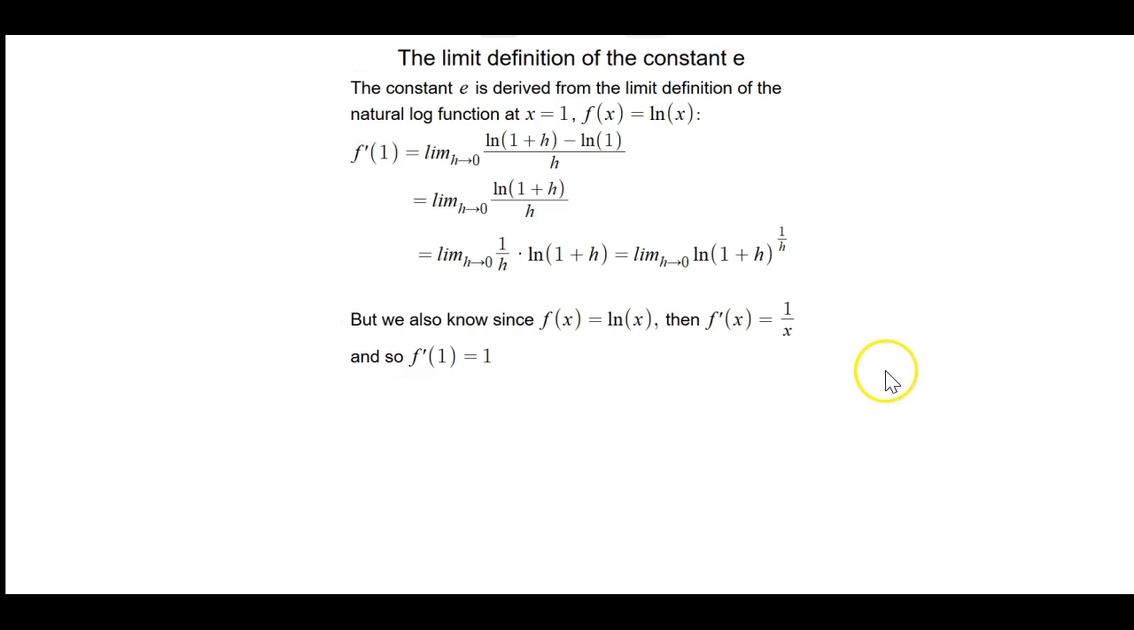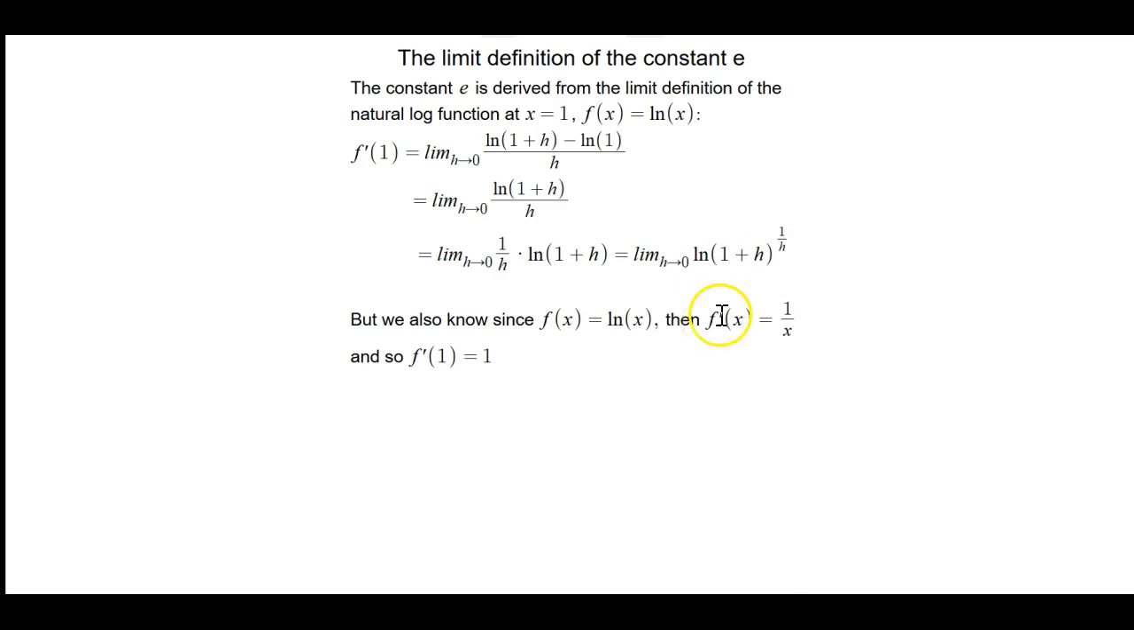So this is something, if you're interested in going through, this is the difference quotient for the natural log function evaluated at 1. And ln of 1 is, of course, 0, so it just turns into this. And then, using the property of logarithms, I can take this factor 1 over h and bring it to the power. Right, that's that power property of logarithms.